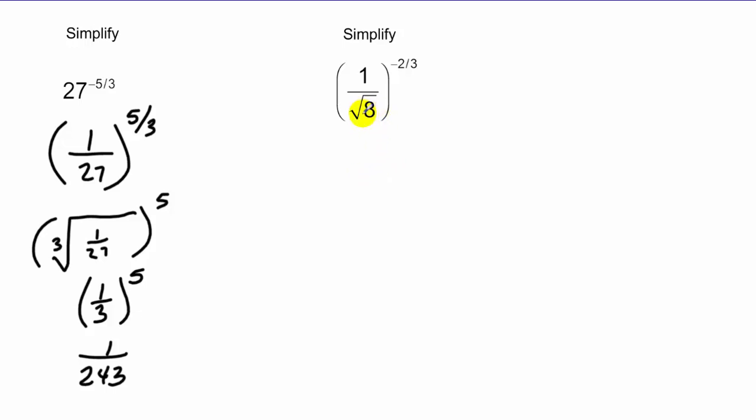Now this problem is going to be a little more difficult because I have a radical and I also have a rational exponent. Now to deal with this, I want to make sure I have everything in the same form, so I'm going to change this radical to a rational exponent. So this is 1/8 to the 1/2. The index on this guy is a 2.